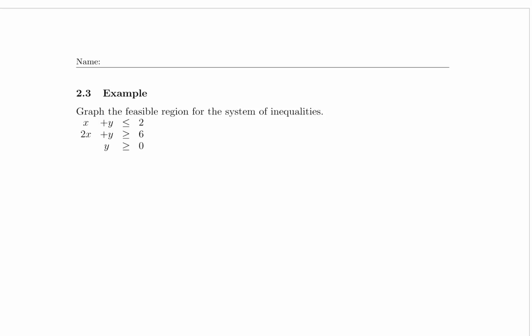So let's take a look at another system of inequalities. Let's look at the feasible region and see what we see. So I'm going to start by graphing x plus y equals 2. If x is equal to 0, then y is equal to 2, so we have a point 0, 2. If y is equal to 0, then x is equal to 2. So we have another point, 2, 0.